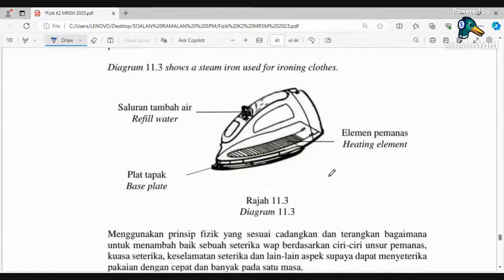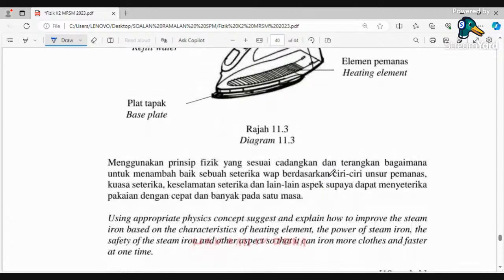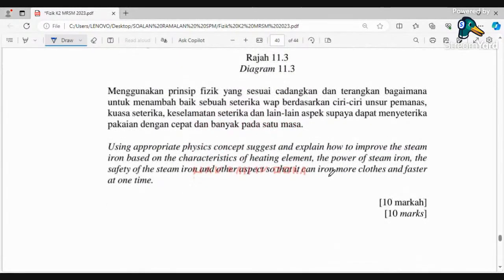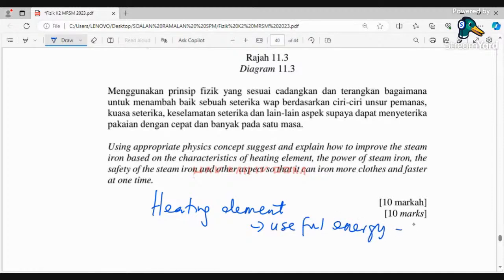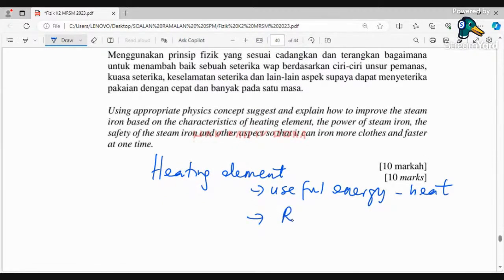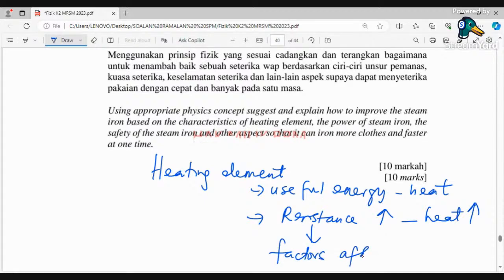Okay, look at D. D is, according to here, the heating element. So for the heating element, we must understand the concept. For a heating element, the useful energy is heat. So how to produce more heat? The higher the resistance. Resistance must be large. So we look at the factors affecting resistance.